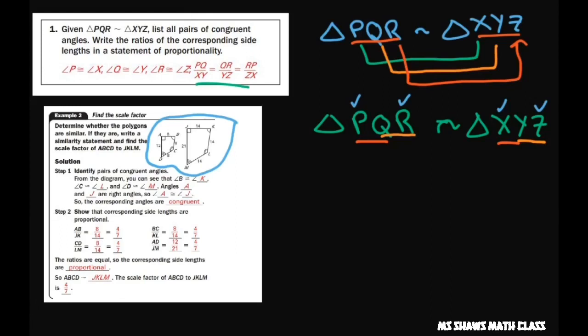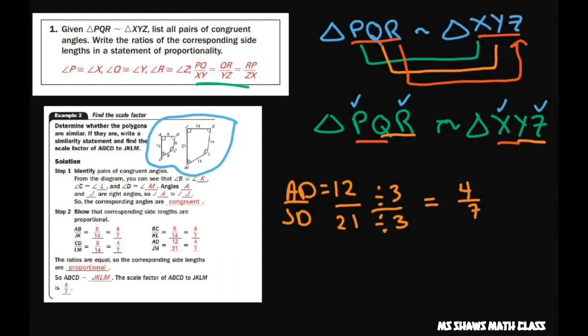Let's look at AD equals 12 and JD equals 21. If you divide both the numerator and the denominator by 3, we get 4 divided by 7. And then you can do all the side lengths, and you should always get 4 over 7, which is here. So the ratios are equal, so the corresponding side lengths are proportional. And this is your scale factor.